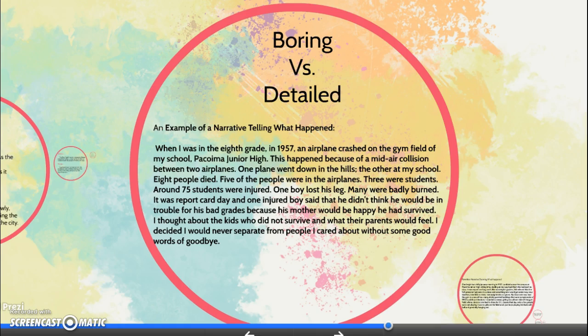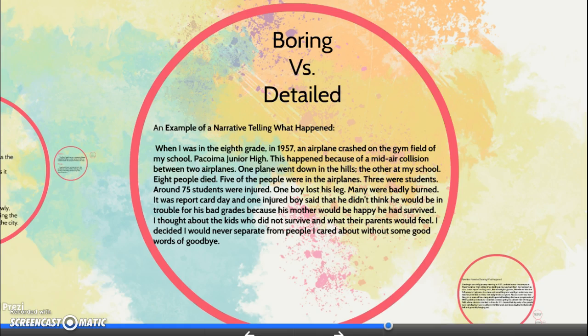Many were badly burned. It was report card day, and one injured boy said that he didn't think he would be in trouble for his bad grades because his mother would be happy he had survived. I thought about the kids who did not survive and what their parents would feel. I decided I would never separate from people I cared about without some good words of goodbye.